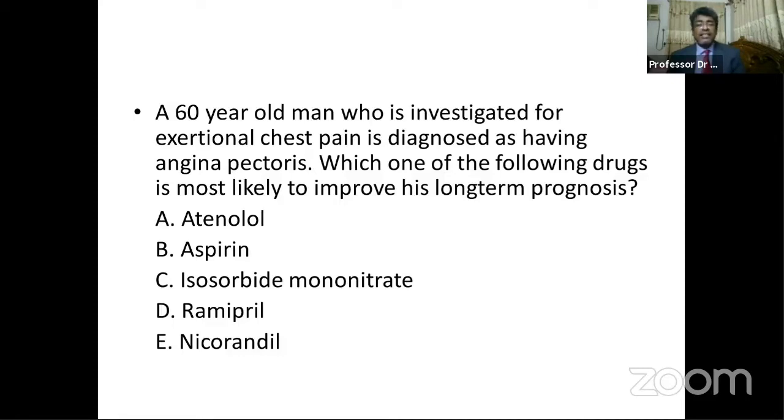Nicorandil's action is like isosorbide mononitrate-like action, so nicorandil and isosorbide mononitrate have little role. Atenolol and aspirin have some role, but ramipril has the biggest role in reducing cardiovascular mortality and morbidity. It is an important role in the long-term prognosis. So ramipril is the answer here, and the HOPE study suggests this role of ramipril in reducing mortality.